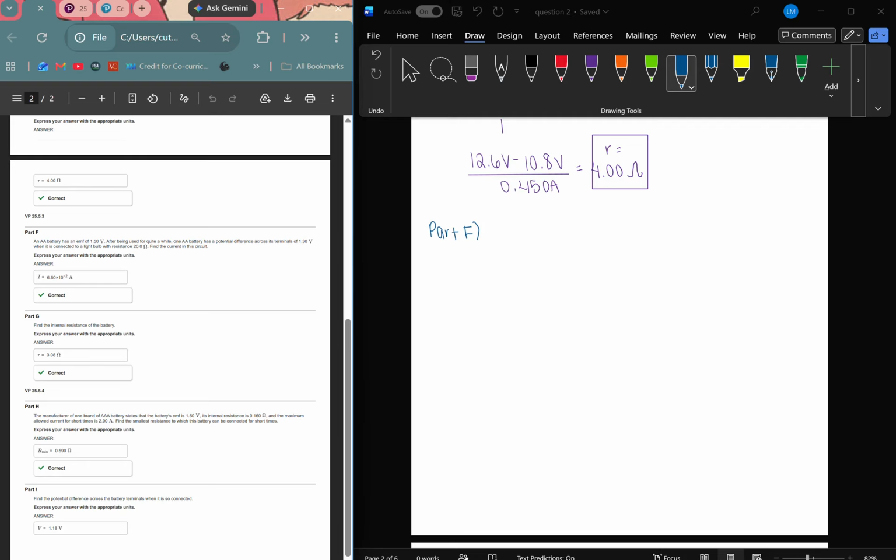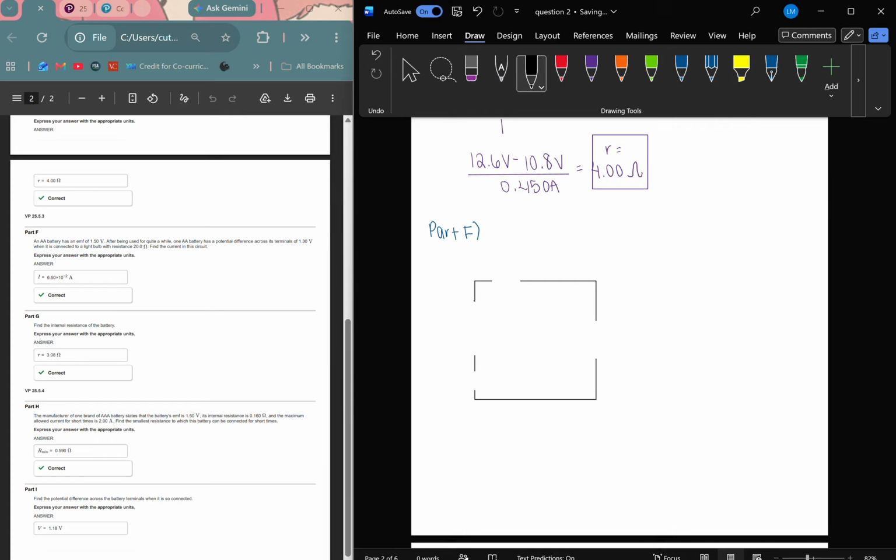Okay, so let me draw that. Let's start with the battery first. I'm going to put the battery over here where I normally do, and I'm going to put the internal resistor here, and I'm thinking of putting the light bulb with resistance here, and then the current as I normally put up there.